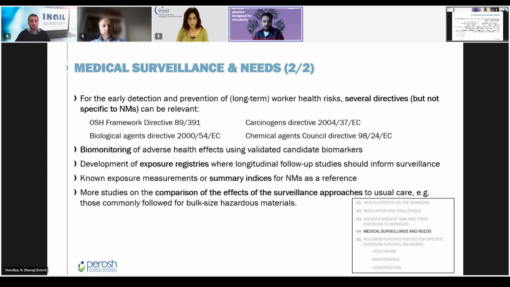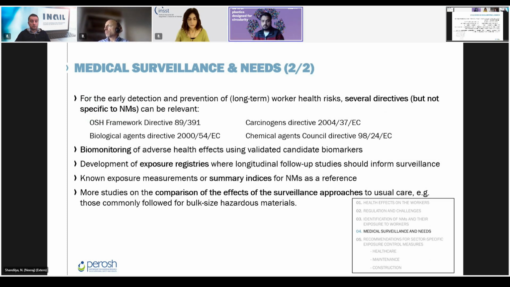Now, with the purpose of early detection of adverse health effects and prevention of long-term worker health risk, several directives, although not specific to nanomaterials, can be relevant. This includes the Occupational Safety and Health Framework Directive, Carcinogens Directive, Biological Agents Directive, and Chemical Agents Council Directive.